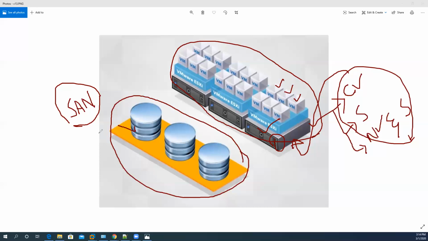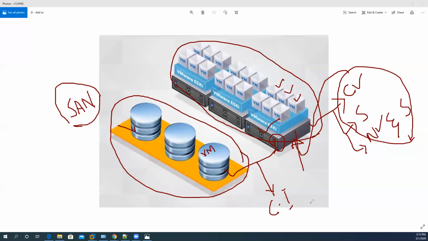So the concept is very simple. When we are going to deploy virtual machines, we utilize compute and networking resources from this host, while all the VMs will be stored on external storage, which is called the storage area network or SAN devices, and all the VMs will be stored over here by utilizing the cabling infrastructure. This would be our cabling infrastructure.